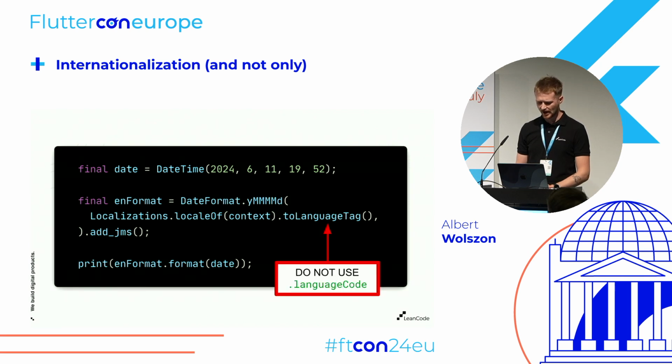And here's the first tip. Do not use the language code when you are passing the locale to your formats, because then you will lose all the other stuff like the script or the country, which, as you have seen with the Serbian language, makes a difference. So use the toLanguageTag method on that instead.